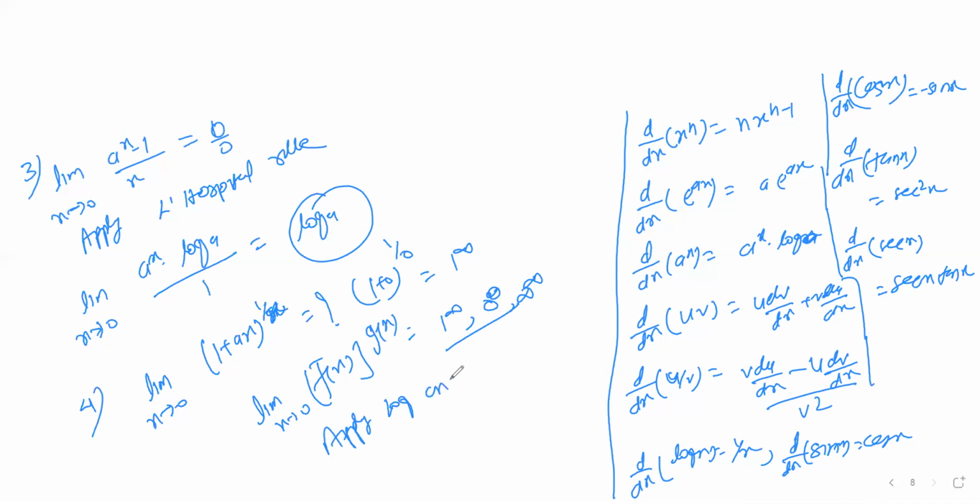Why are we applying log on both the sides? To convert them into 0 by 0 or infinity by infinity, because the L'Hospital rule is only applicable for 0 by 0 and infinity by infinity form. So let's check it here. We will assume that k is equal to the limit x tends to 0, (1 plus ax) to power 1 by x.